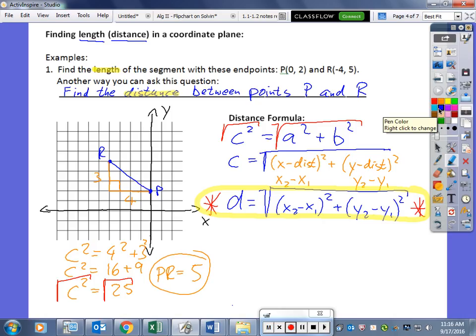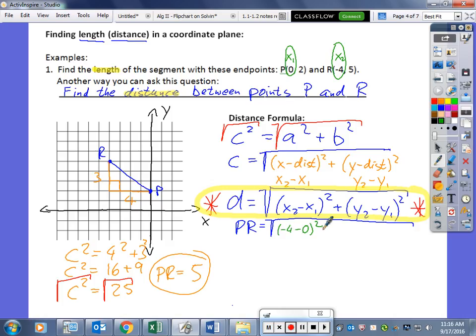Let's use our distance formula to find out if we get the same example for the length of the segment PR. PR is equal to the square root of, and now I'm going to go and look at my coordinates. I got x1 right here, which is 0, and x2 right here, which is -4. In other words, -4 minus 0 to the power of 2 plus, and now I'm going to look at my y coordinates. y1 is equal to 2, and y2 is equal to 5. So I got 5 minus 2 to the power of 2.